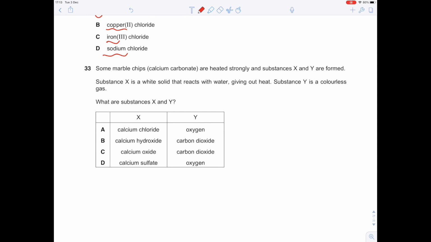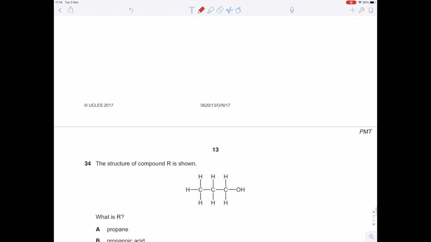33. Some marble chips, calcium carbonate, are heated strongly and substances X and Y are formed. We know that's calcium oxide and carbon dioxide. Substance X is a white solid which reacts with water giving out heat, so that's making me think it's calcium oxide. Substance Y is a colourless gas, carbon dioxide. What are the substances X and Y? Well, luckily I've already worked that out. I've already said that X is calcium oxide and I said that Y is carbon dioxide, so it's nice and easy for me to pick out the answer as being C.